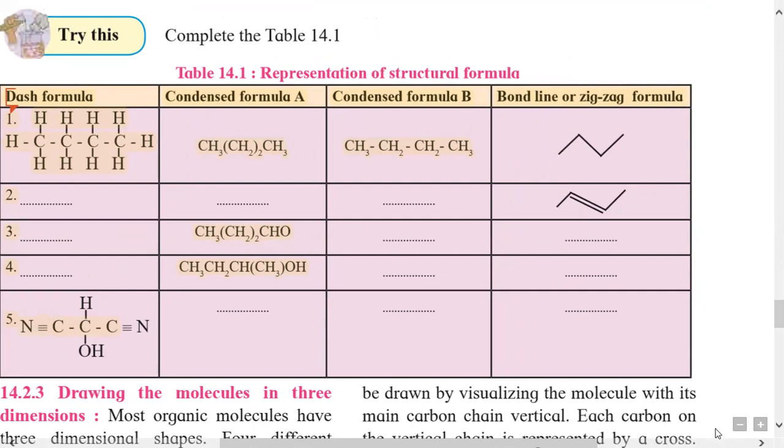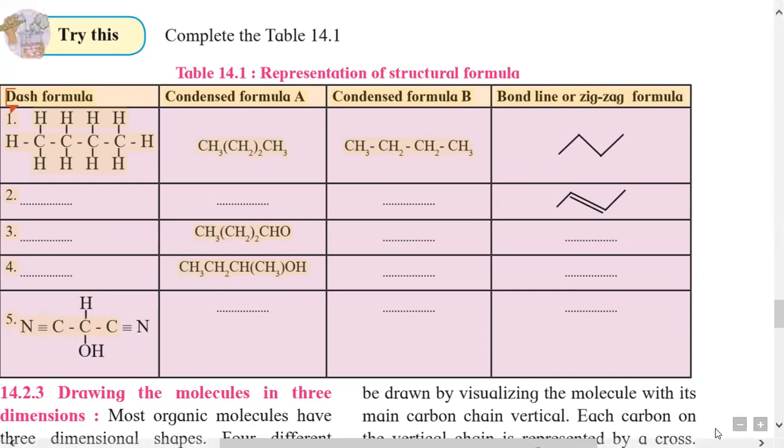Remember always that while drawing this bond line formula, no hydrogen or carbon in the hydrocarbon part is written in the formula. A functional group containing hydrogen, like OH, can be written in the bond line formula separately. And always the valency of carbon must not exceed 4. So the maximum covalency for carbon is 4. So always see that the carbon has a maximum of 4 bonds.